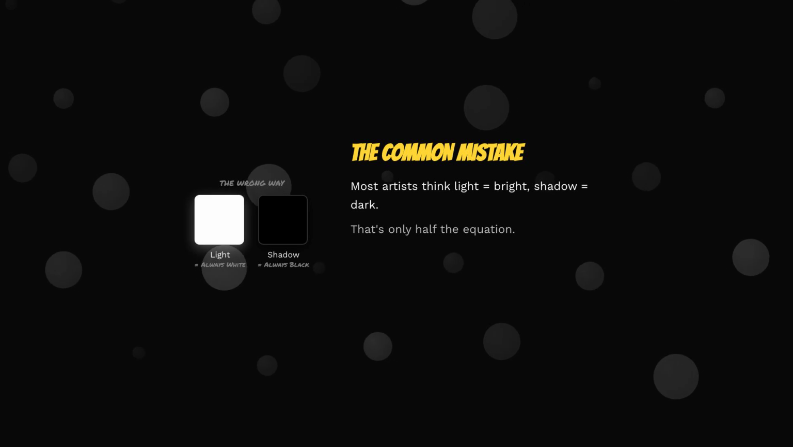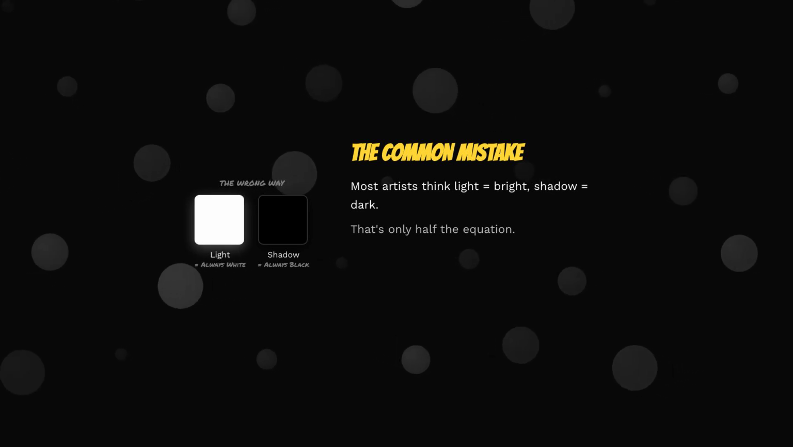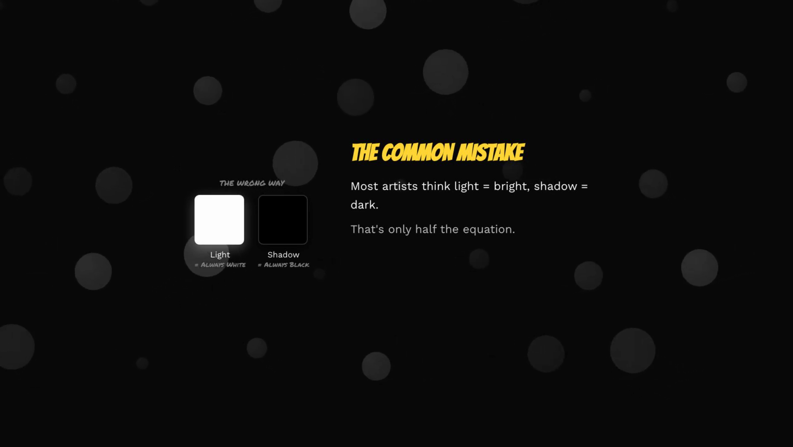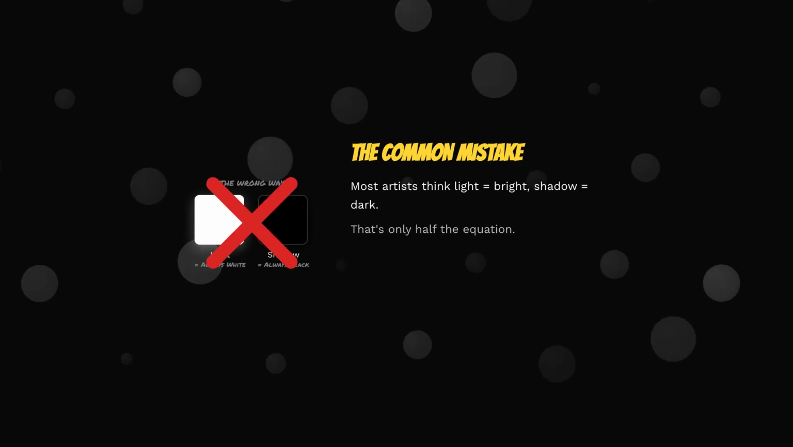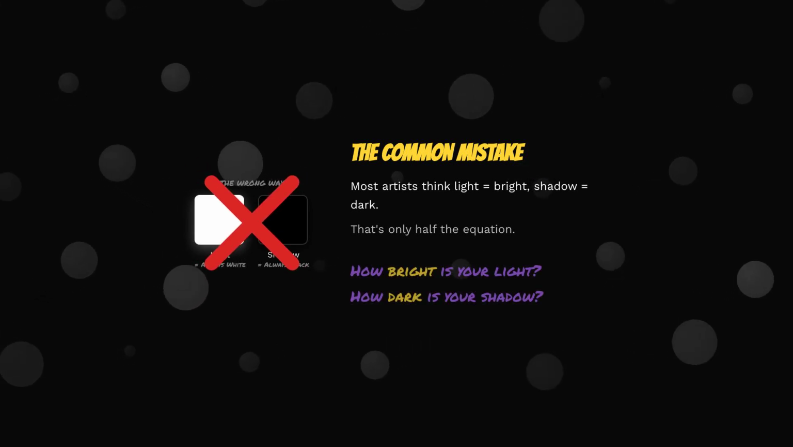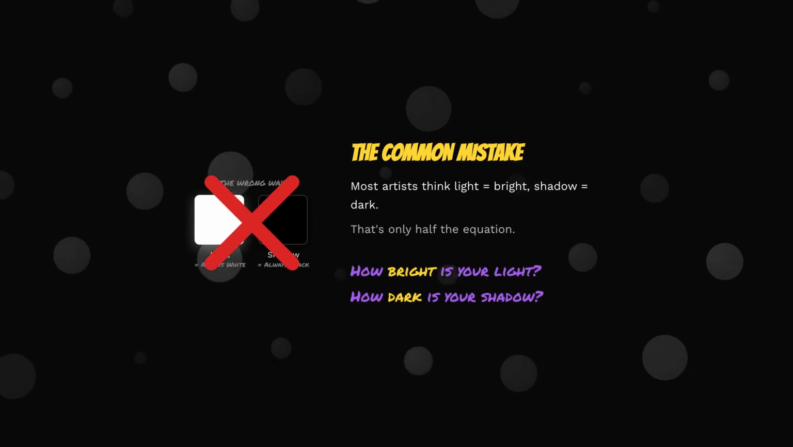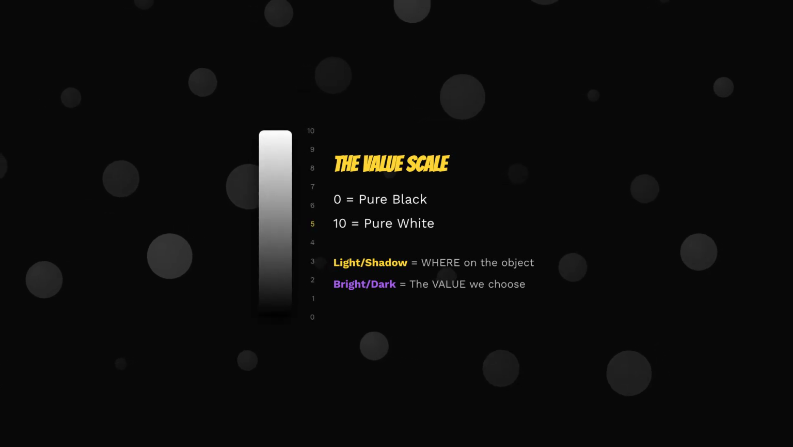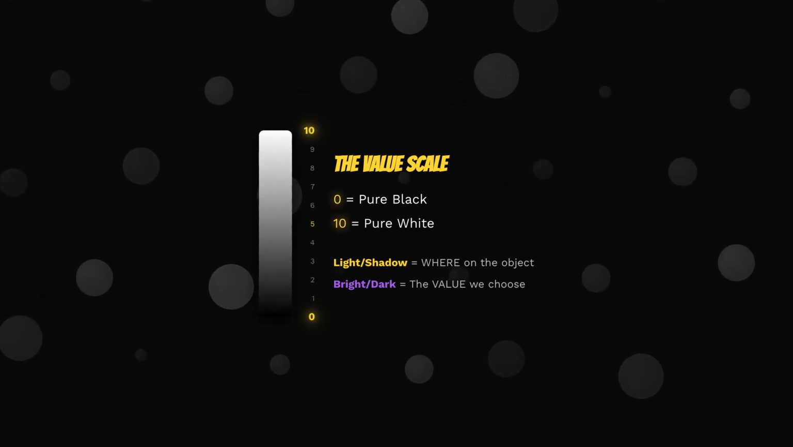They think about light and shadow as just two values. Light areas are bright, shadow areas are dark, simple, right? But that's only half the equation. The real question is, how bright is your light and how dark is your shadow? The terms here can sound confusing at first.